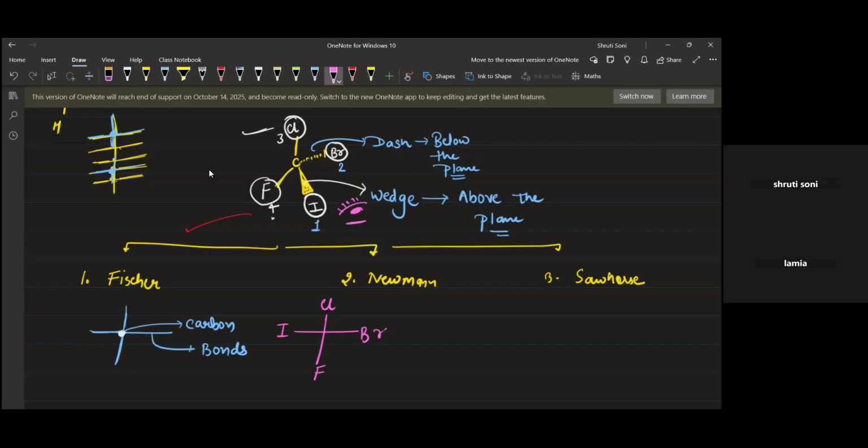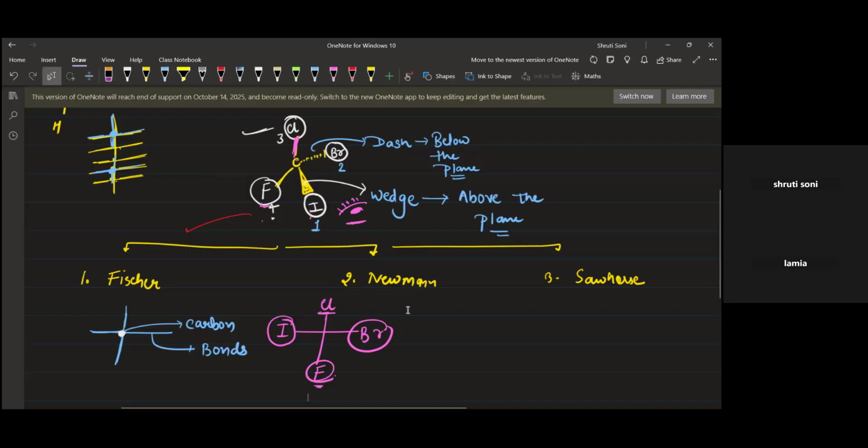If I'm standing here where my eye is, I will see this in 3D, and iodine is on my left hand side because it is above the plane, and bromine is on the right hand side because it is below the plane. So iodine is on the left hand side, bromine is on the right hand side. Then chlorine is upside, so I'll put chlorine upside, and fluorine is downwards, so I will put fluorine like this. Do you understand this? Any doubt up to now?